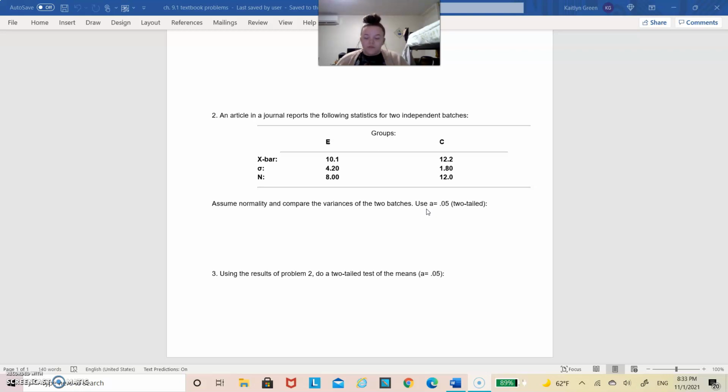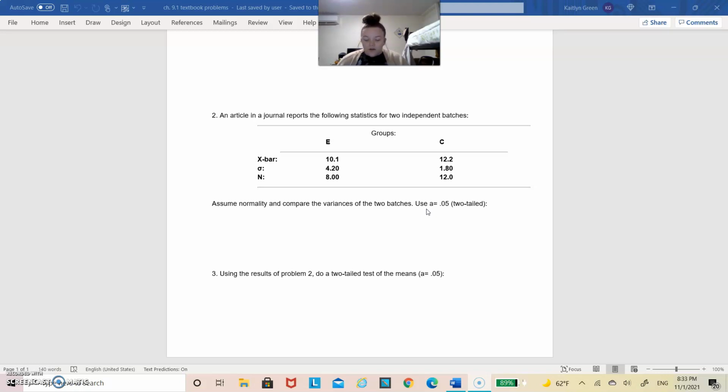So now moving forward, we'll set up our 7-step hypothesis process. So we know that the null hypothesis is going to be the same as before, sigma squared of the E group is equal to sigma squared of the control group. So that means that our alternative hypothesis is going to be sigma squared E is not equal to sigma squared C. And we know that our alpha is 0.05.